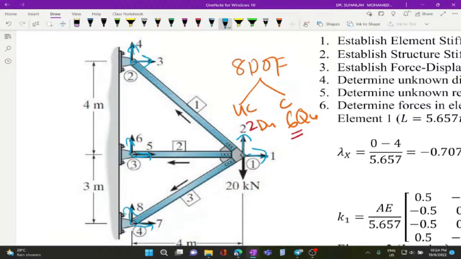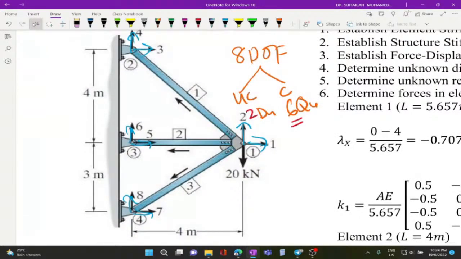Okay, so we need to label the unconstrained followed by the constrained, because between unknown displacement and unknown reaction, we determine the unknown displacement first. We will determine the unknown displacement first, then only we can determine the unknown reaction. That is why we need to label 1 and 2 first, followed by the constrained system.